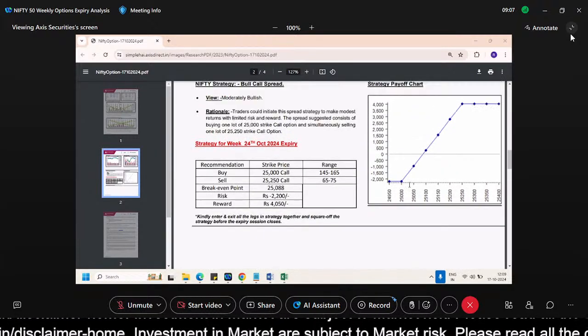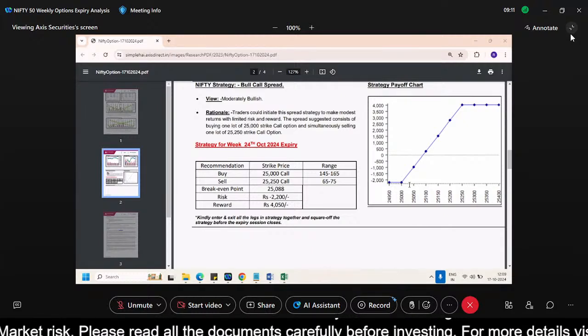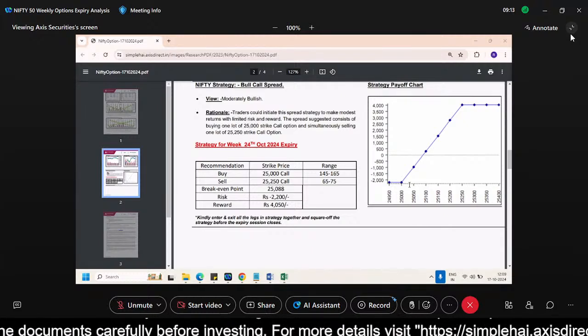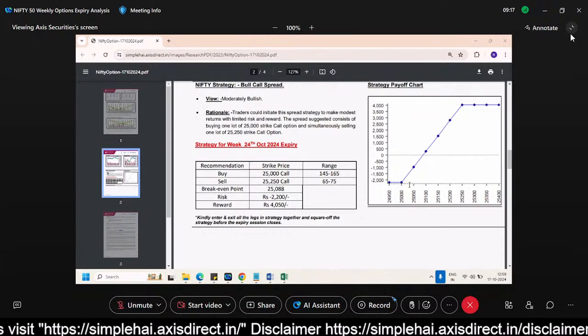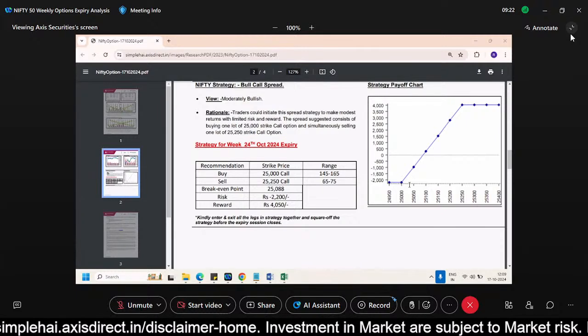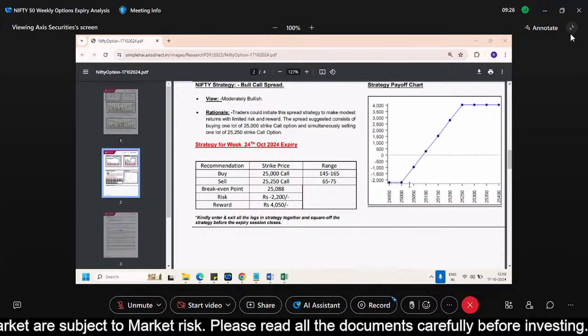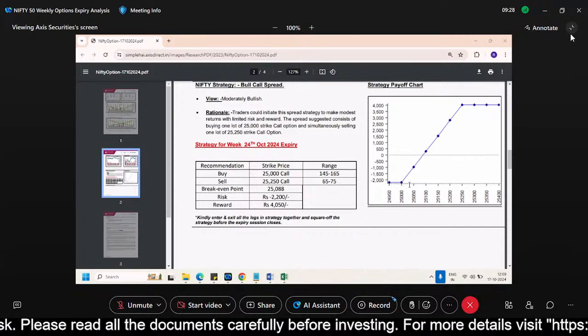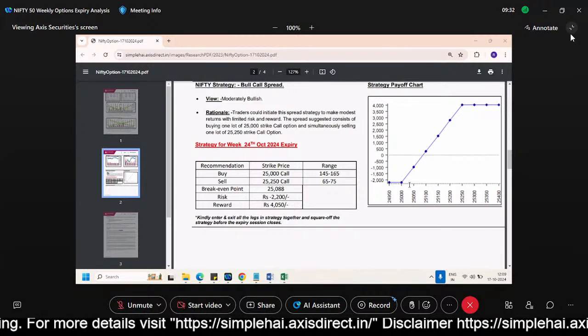This is the payoff graph on the right of your screen, showing how the break even is calculated. In a spread strategy, you are simultaneously buying a call and selling a call, and your margin requirement will be approximately between 20,000 and 30,000.